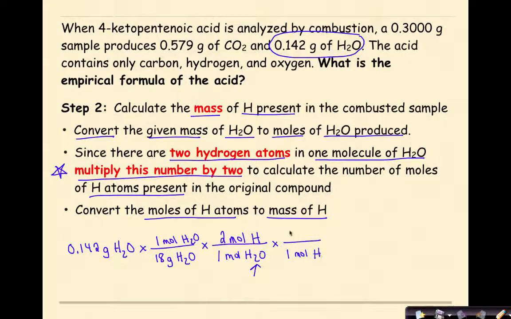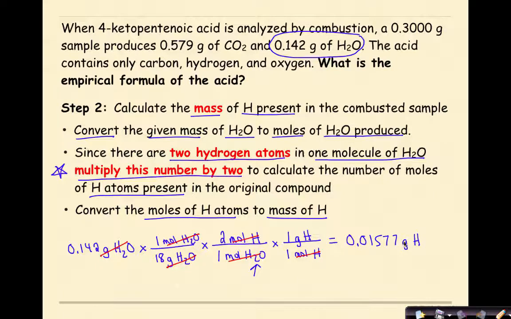1 mole of hydrogen, 1 gram of hydrogen, and again, I'm going to check my units: grams of water, moles of water, moles of water, moles of hydrogen, and I am left with grams of hydrogen at the end. And again, I'm not going to round. I'm going to take this out a bunch of decimal places. 0.01577 grams of hydrogen atoms.